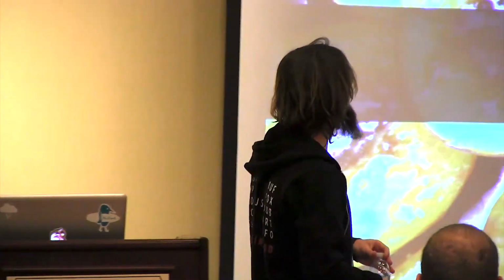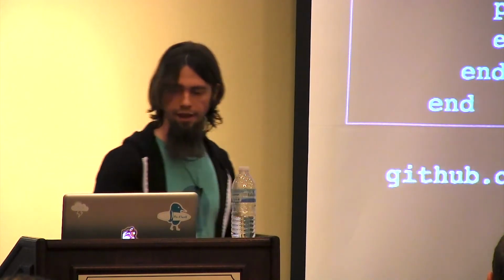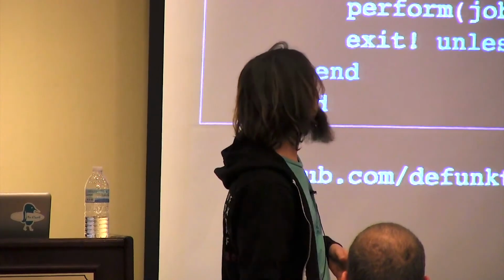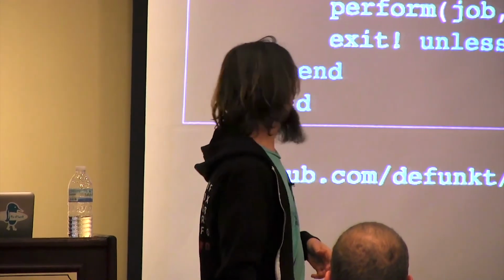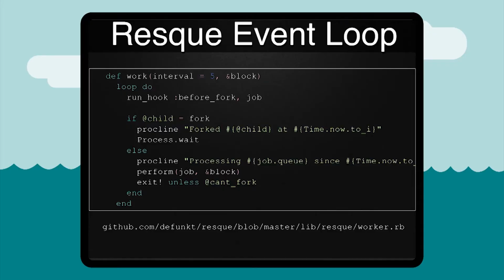And of course, the third ingredient that we'll need is the queue. That's just a place to put jobs so that you can then pop them off. Right? So let's talk about some different loops. This is a rough, some-lines-stripped-out version of what the Resque event loop looks like. It's just a loop, as you would expect. There's a nice little hook for before fork.